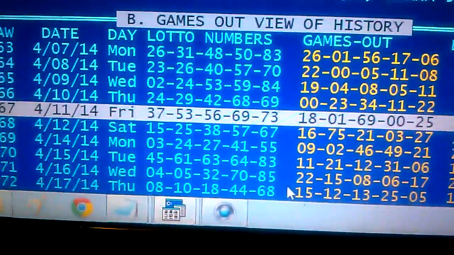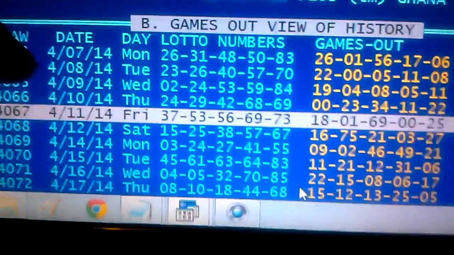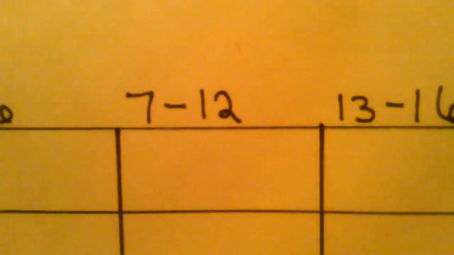So once again, the information for these drawings here, 13 through 16, will go in the column labeled 13 through 16.